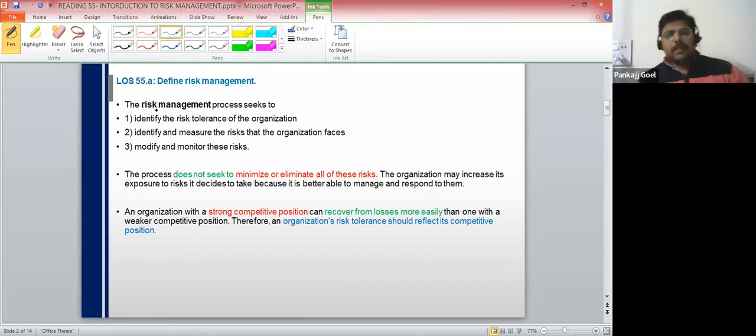So one is the risk management. What is the risk management process? When we talk from a corporate point of view, we have several kinds of risk. What happens with this risk management process? We first identify how much risk an individual can take, how much risk a corporate can take.